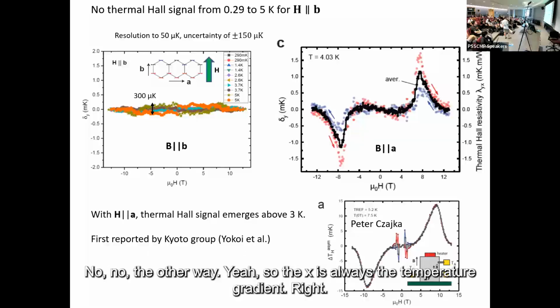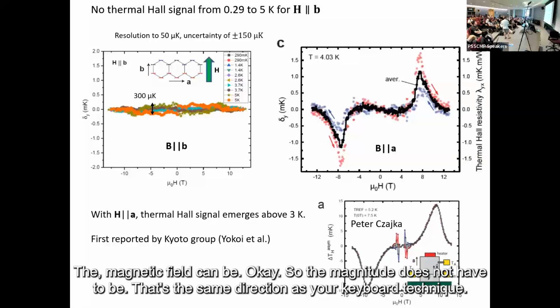No, the other way. The x is always the temperature gradient. The magnetic field can be rotated. Oh, so the magnetic field does not have to be in the same direction as your heat flow. That's right.